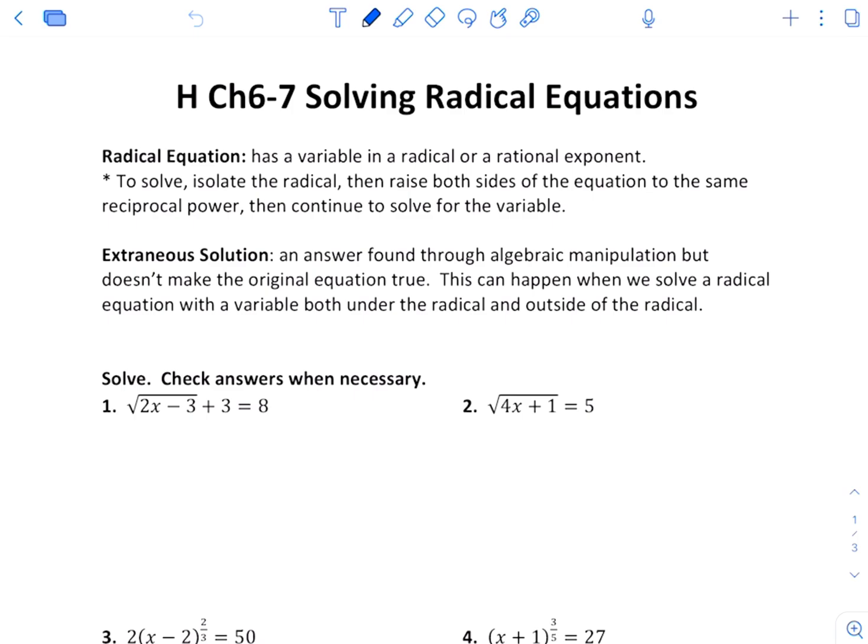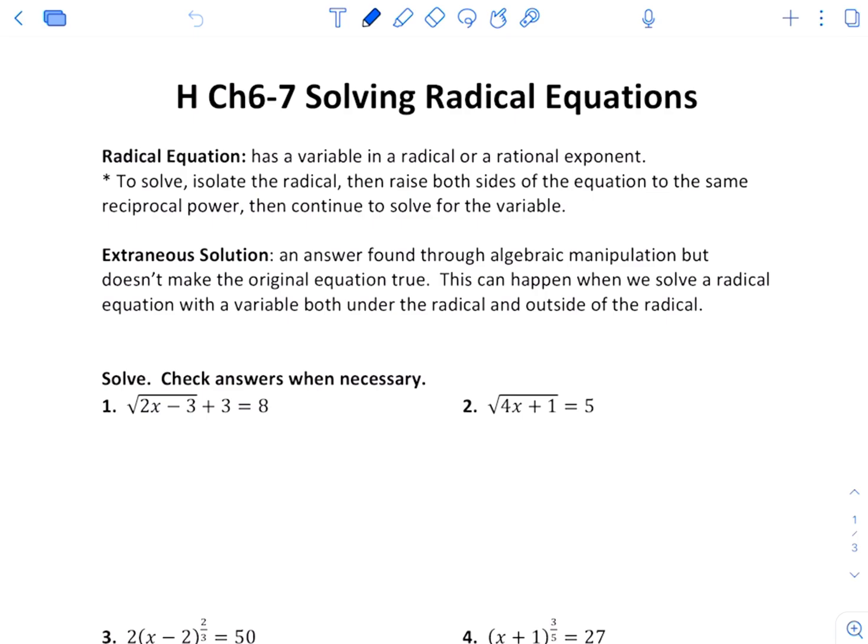And then to solve, we are going to isolate the radical and then raise both sides to whatever power we need to undo our radical. And then we're just going to continue to solve for our variable using all of the rules that we have learned up to this point. Okay. Now, as we start solving, we do need to keep in mind a couple of things.